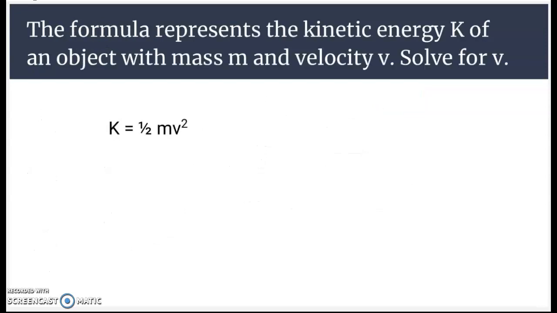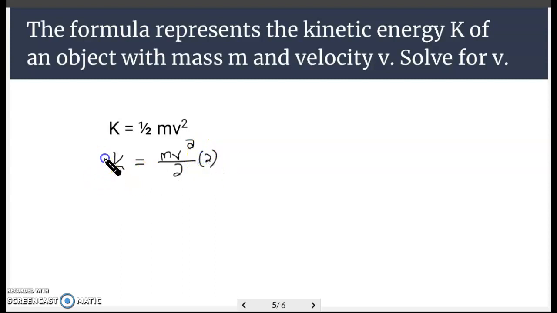Another similar type situation here, another physics formula. The formula represents the kinetic energy K of an object with mass m and velocity v. Solve for v. We'll rewrite this a little bit here. Instead of saying 1/2, let's put mv squared divided by 2. We start undoing the things around v. V is being squared, multiplied by m, divided by 2. First thing, multiply both sides by 2.